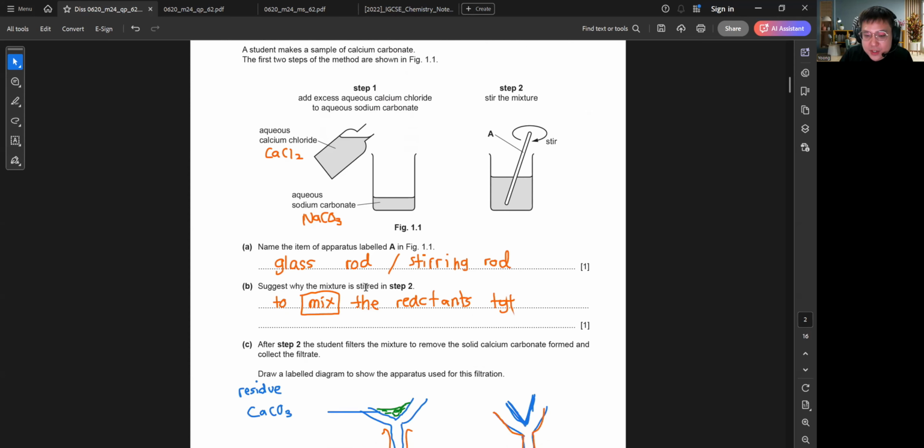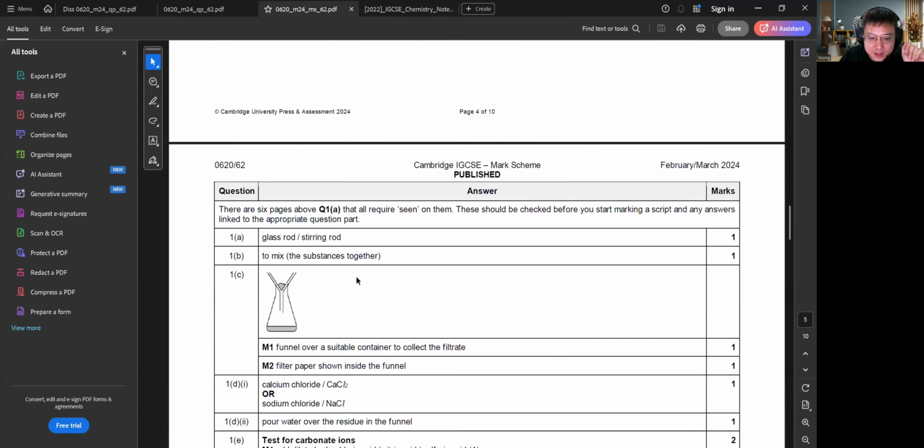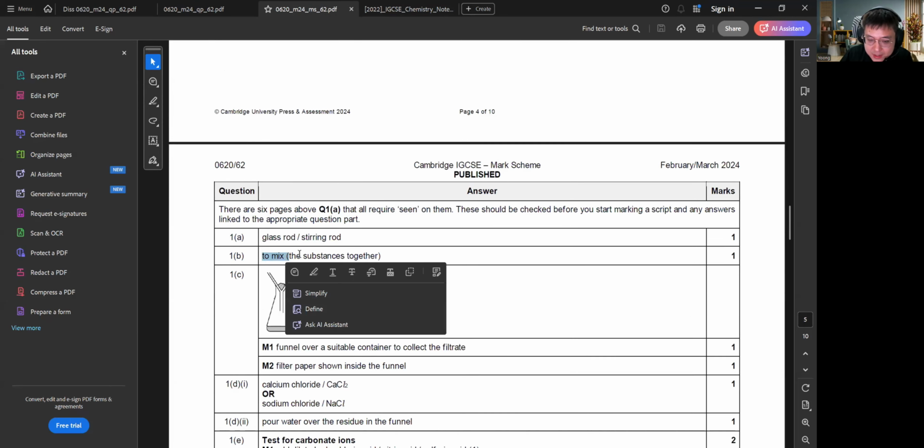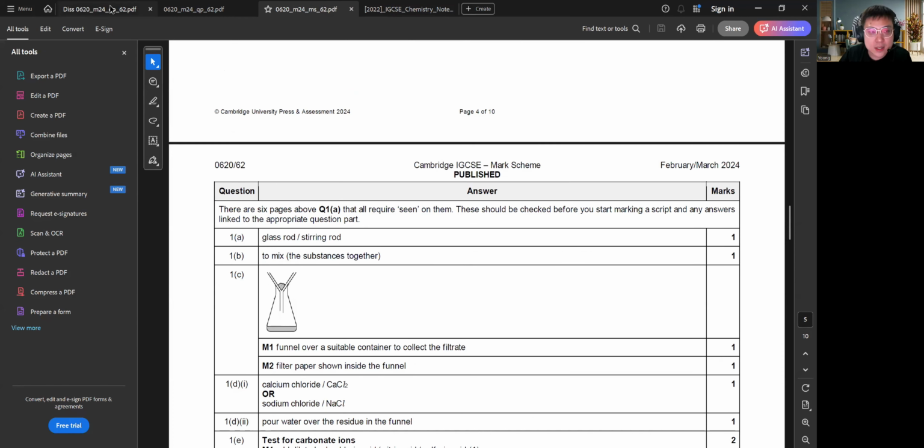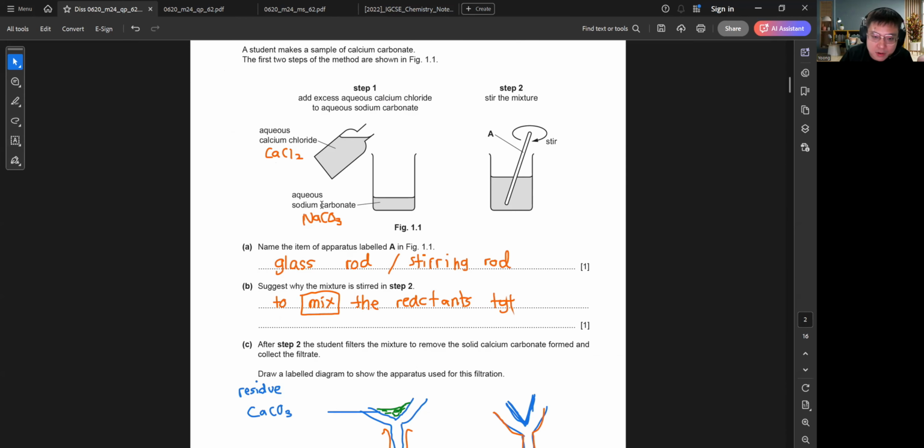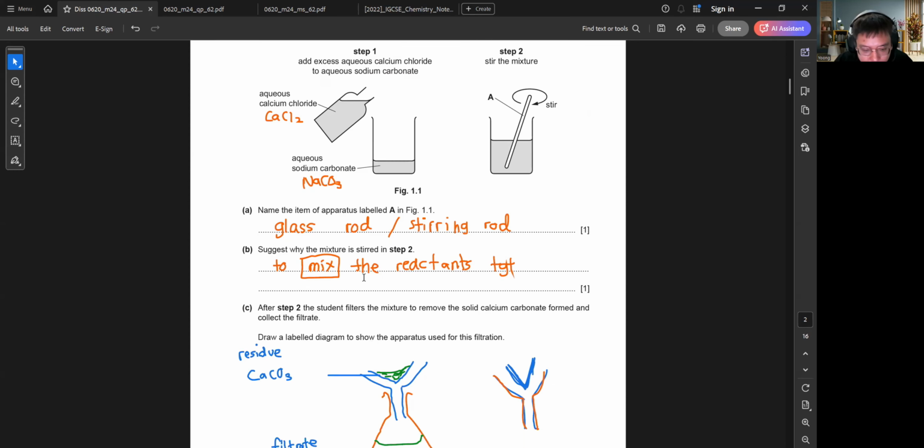Then in part B, suggest why the mixture is stirred in step 2. So, okay, it sounds like a very ridiculous question, but actually the answer is just to mix the reactants together. So I already looked through this exam beforehand, and I tried it out myself. So you just need to write the word mix. All right, I can show you the answer as well. The answer is here. So as long as you have the word mix, the substances together, or write out their names, calcium chloride and sodium carbonate together. As long as you have the word mix, you get the marks. All right, let's move on.